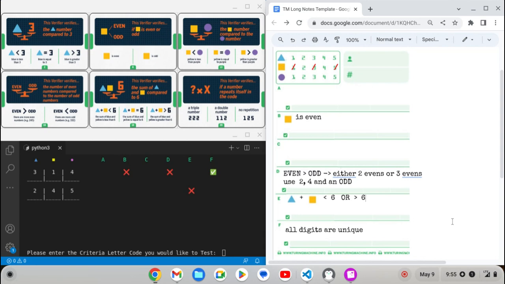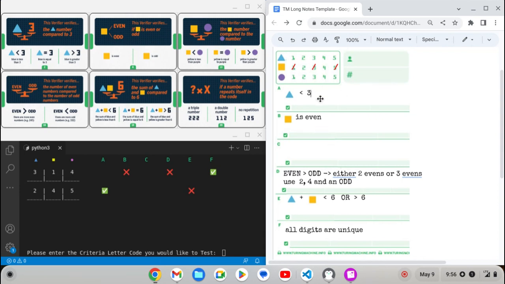And then let's test criteria A, and we're going to compare our triangle. So that's criteria A. Okay, so that is correct. So we do know that triangle is less than 3.